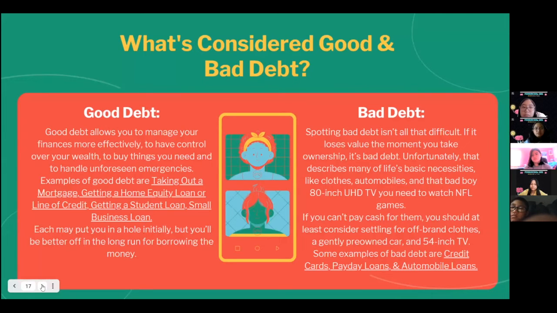If it loses value the moment you take ownership, it's bad debt. Unfortunately, that describes many of life's basic necessities, like clothes, automobiles, and an 80-inch UHD TV that you need to watch NFL games on. If you can't pay cash for them, you should at least consider getting off-brand clothes, a gently pre-owned car, and a 54-inch TV. Some examples of bad debt are credit cards, payday loans, and automobile loans.